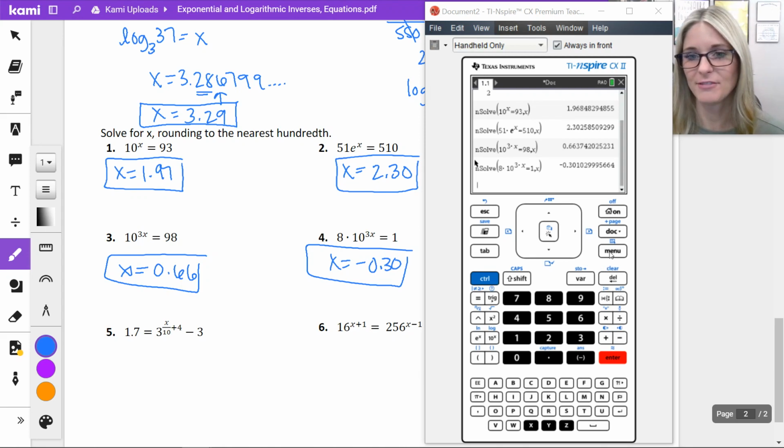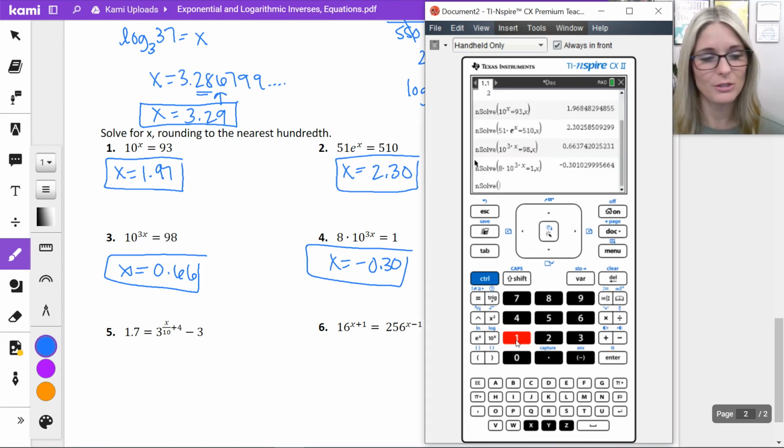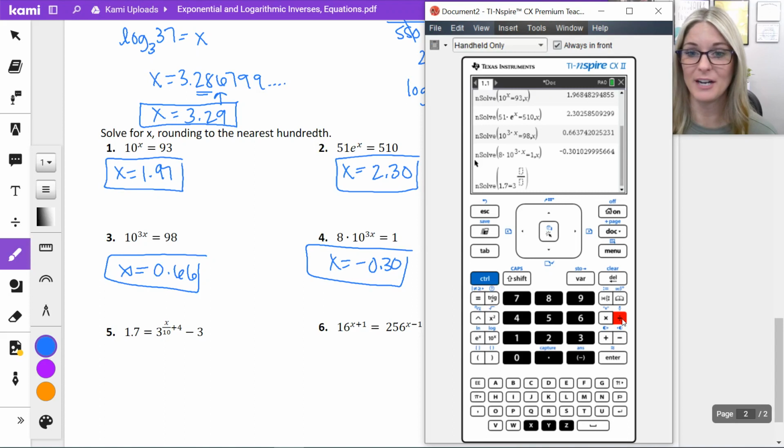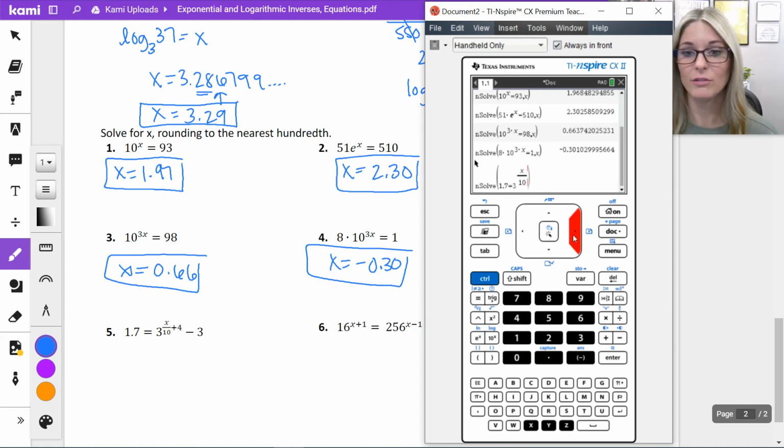We're ready for number 5. Menu, algebra, numerical solve. We had 1.7 equals 3 raised to the, this is a lot. This is where I love the Inspire, that it has the fraction boxes. So I'm going to do control divide to give me those numerator and denominator boxes so I can clearly see what I'm working with. We have x over 10 in the fraction, arrow over, so I'm out of the fraction but still in the exponent, plus 4, arrow, so I get on the floor, minus 3.